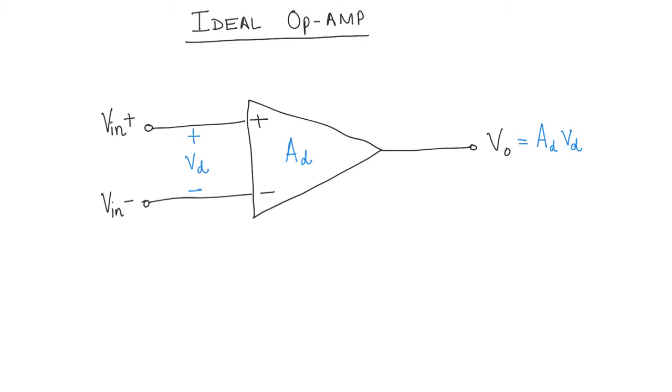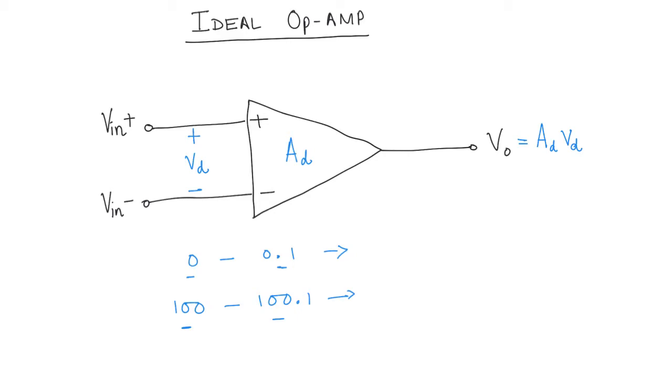So the only thing that matters for deciding the output is the difference of the voltages between the non-inverting and the inverting inputs. So whether the voltages are 0 and 0.1 volts, or whether they are 100 and 100.1 volts, in the ideal case, the output for both these inputs would be the same. Why? Because the difference here is 0.1 and the difference here is also 0.1.